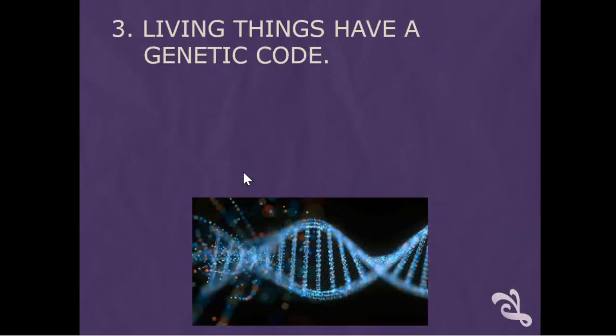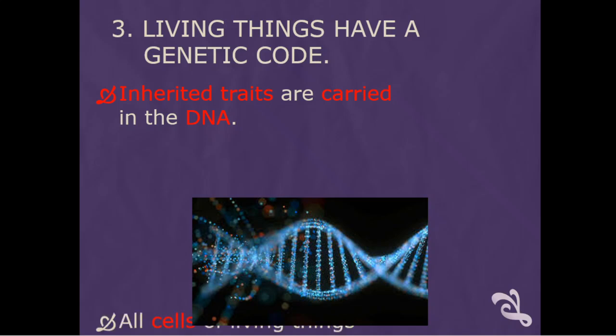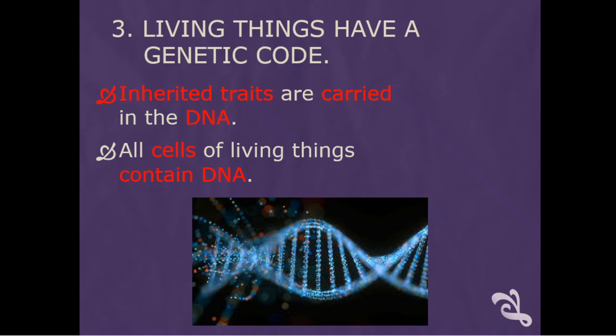Okay. Living things have a genetic code. So this is a picture of DNA here. Inherited traits, that's traits or things that you see, are carried in the DNA. So you may have one of your parents' colored eyes. You may have their hair color. You may have their nose. Those are all inherited traits, and those are all carried in the DNA that's inside our cells. All cells of living things contain DNA. So everything that is living has DNA. Unicellular or multicellular, they all have DNA. Okay.